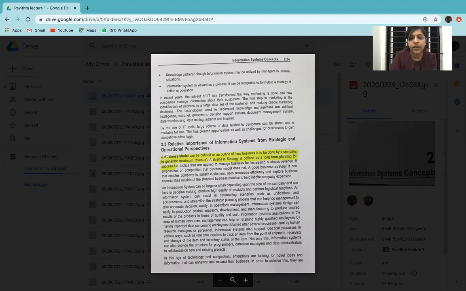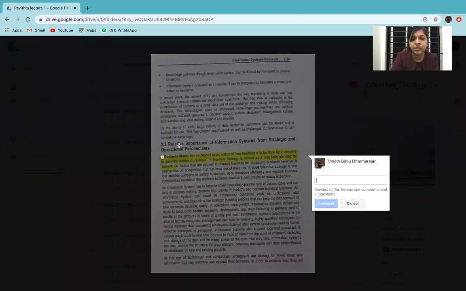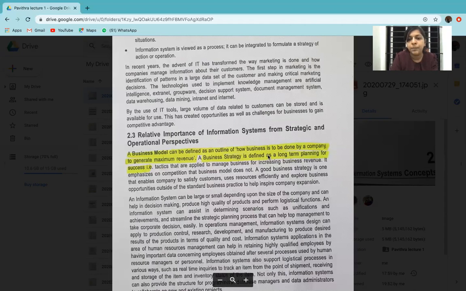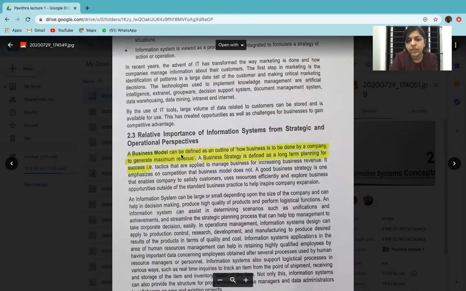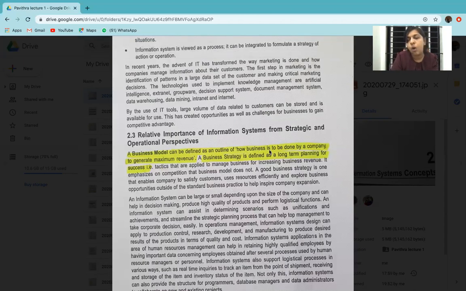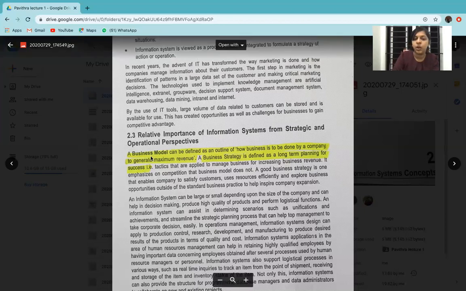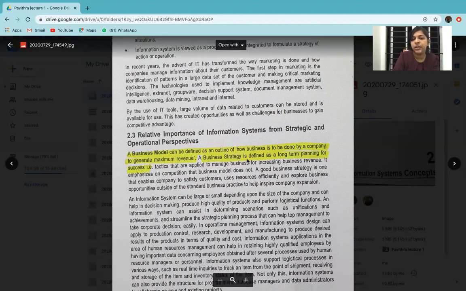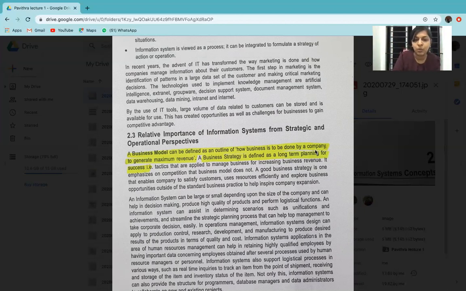And here we have yet another important point to be noted, a business model. What is a business model? A business model can be defined as an outline of how the business is to be done by a company. It's how we are going to do a business. A business strategy is defined as long-term planning for success. A business model is a picture of how we are going to do the business.